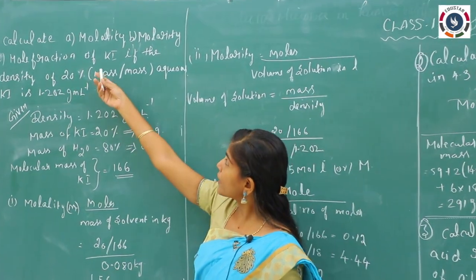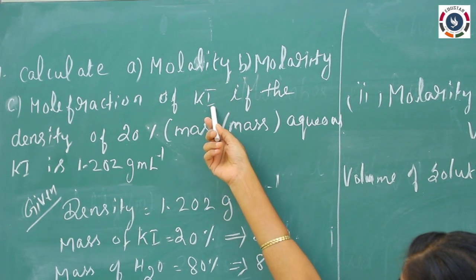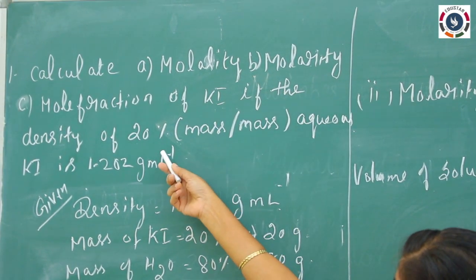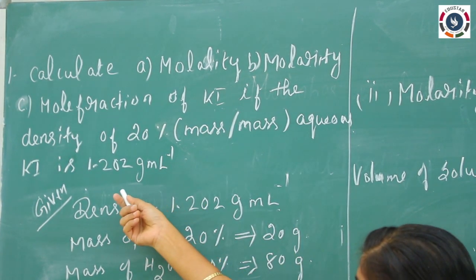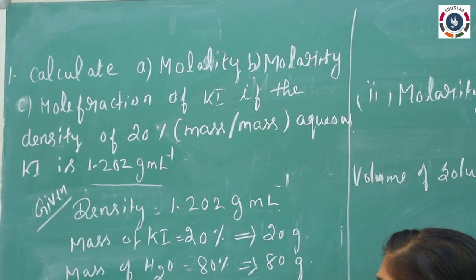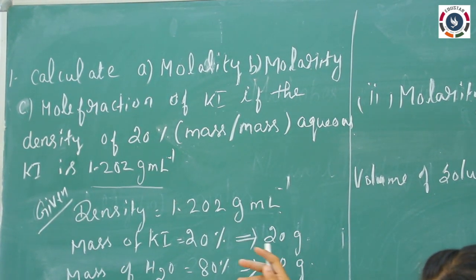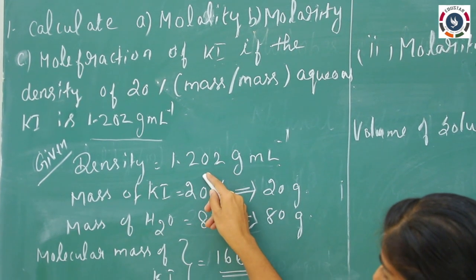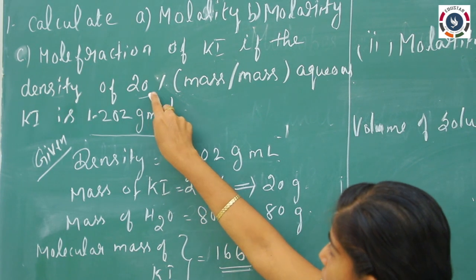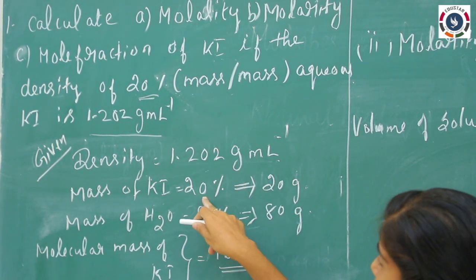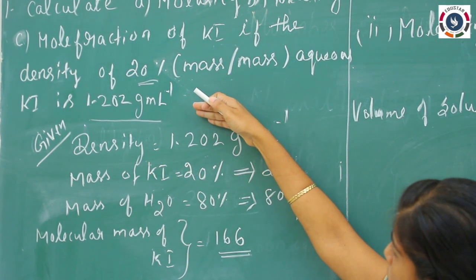The first problem: calculate molality, mole fraction of potassium iodide if the density of 20% mass by mass aqueous potassium iodide is 1.202 gram per liter. Okay. First, write the given data. Here they have given the density, then the mass of potassium iodide, they have given us 20%, which means 20 gram. Okay. Then the rest of the thing will be the solvent.